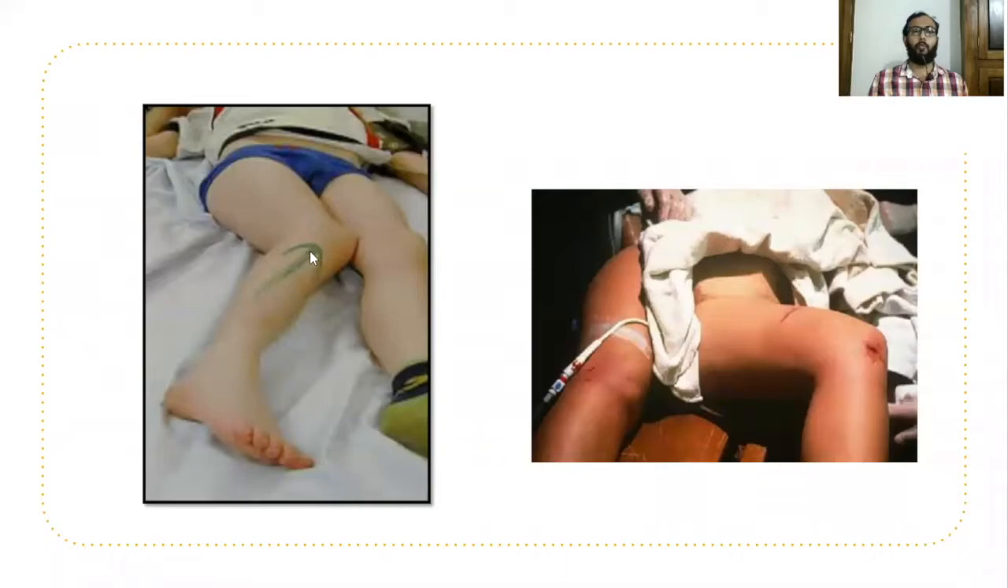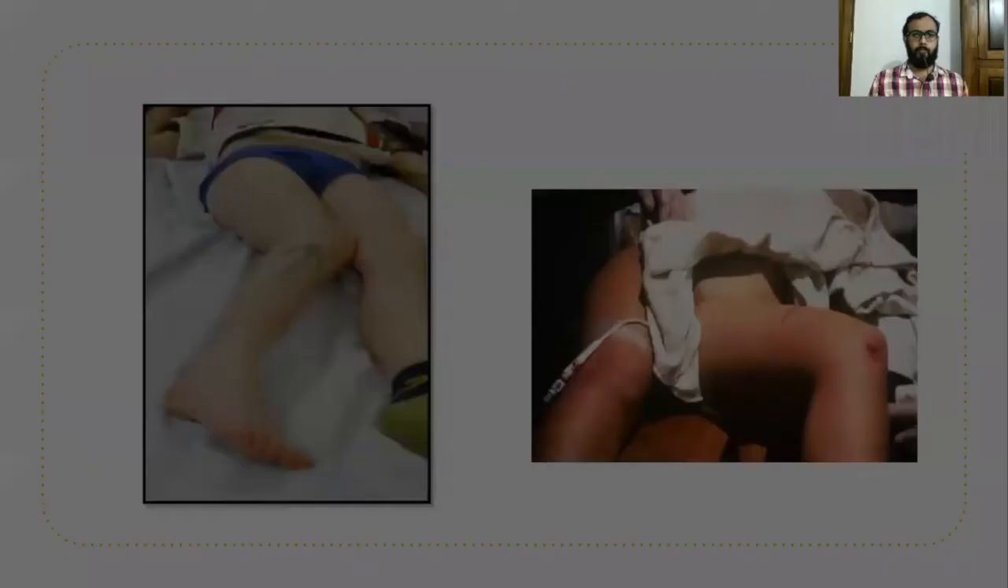Here you can see two pictures in which the first one shows the hip internally rotated, adducted and flexed, and in the second one the hip is flexed, externally rotated and abducted. By knowing the history of injury and the attitude of the patient, attitude meaning how the patient presents, and with proper clinical examination and radiological investigation, we can easily differentiate anterior dislocation and posterior dislocation of the hip.